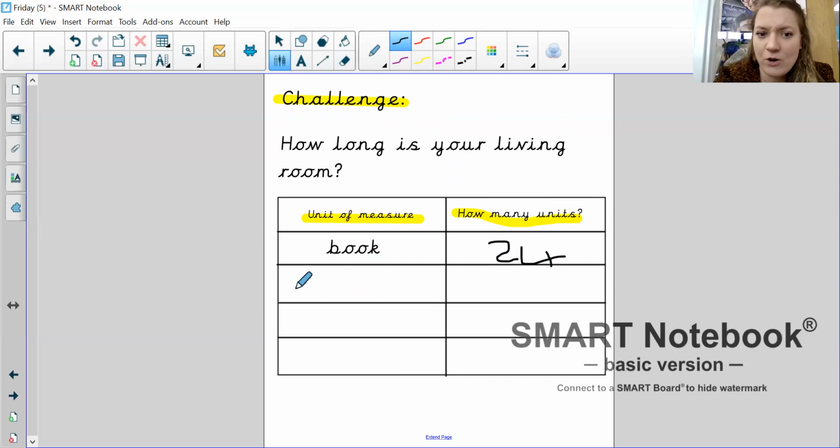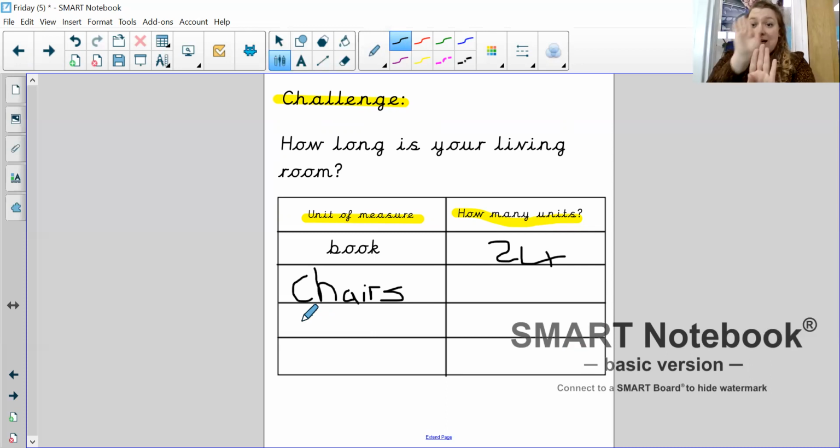You can use any object. I want you to use more than one. So you could see how many lengths of you it takes, and your parents will have to help you with that. You could use a chair. You could use, or if you've got more than one chair, chairs. Let's have a look if I can write the word on my screen. Chair. Oh, chairs. There we go.